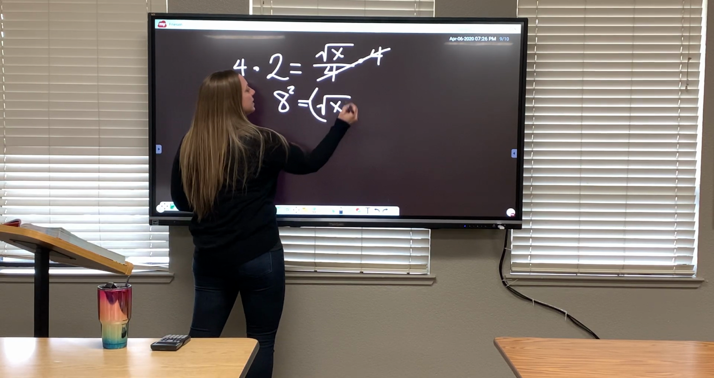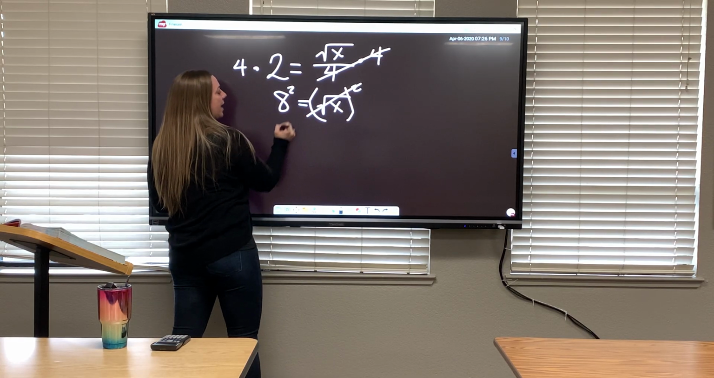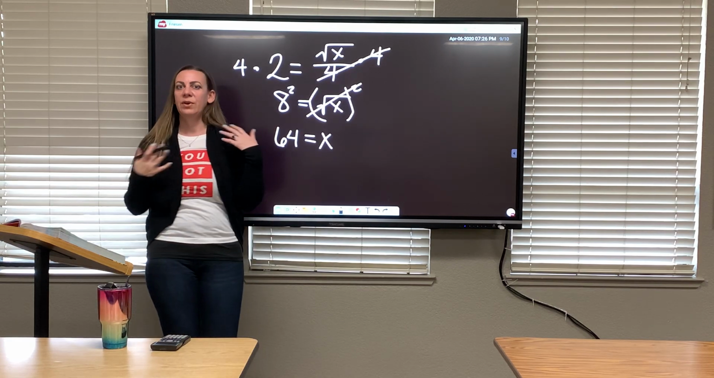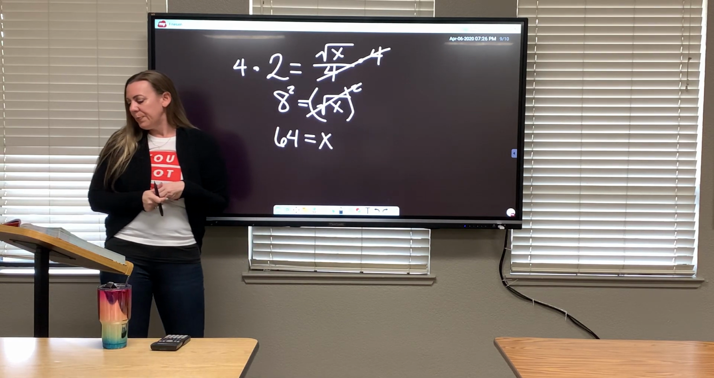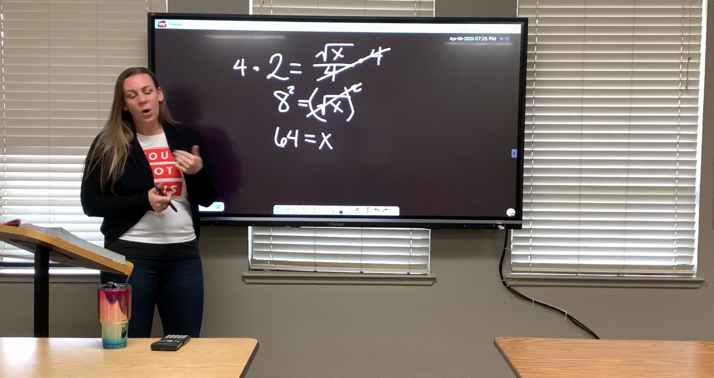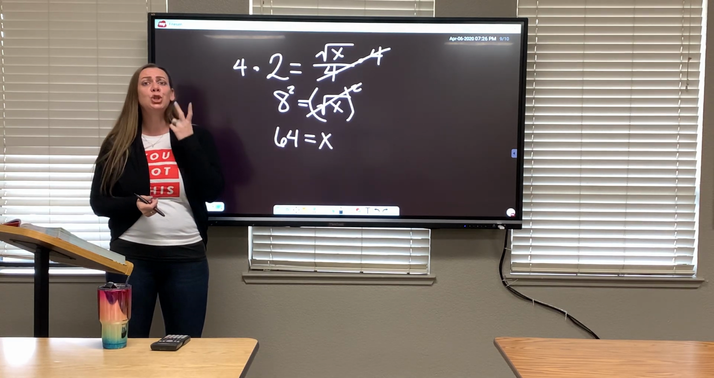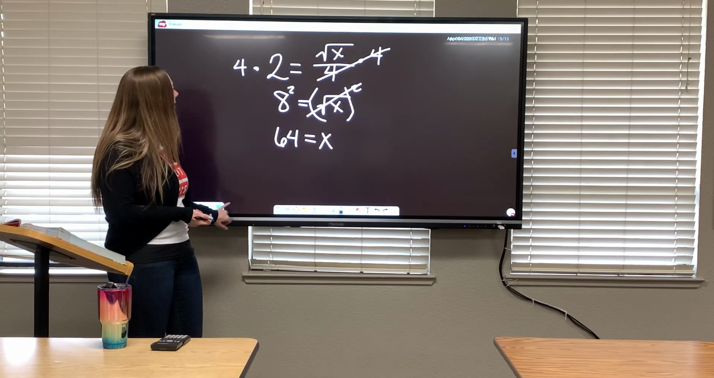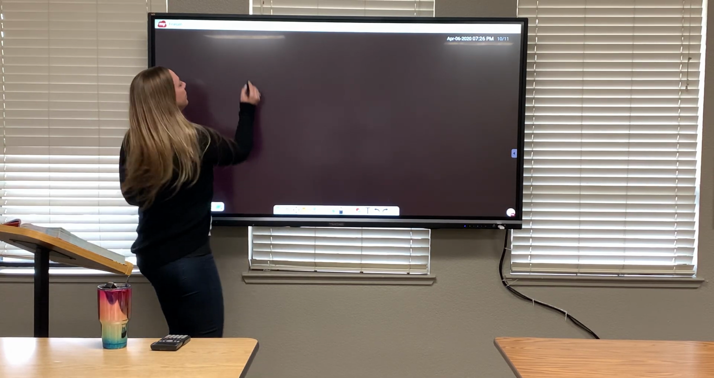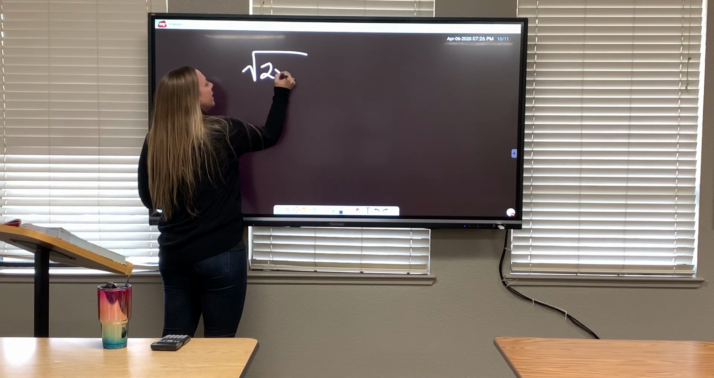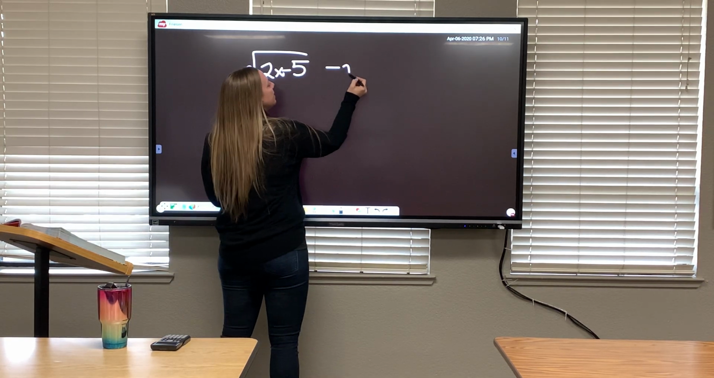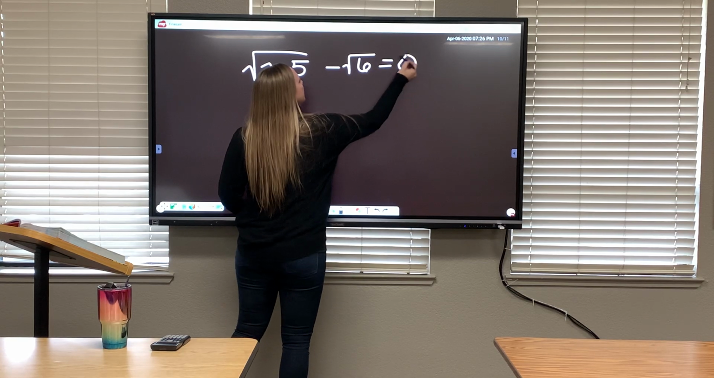Now square both sides, get rid of that radical symbol, and I get 64 equals x, and we've solved for x. Let's go ahead and try one where I have 2 different radical symbols. That one is a little bit harder when we have something like that. So let's say I have the square root of 2x minus 5 minus the square root of 6 equals 0.